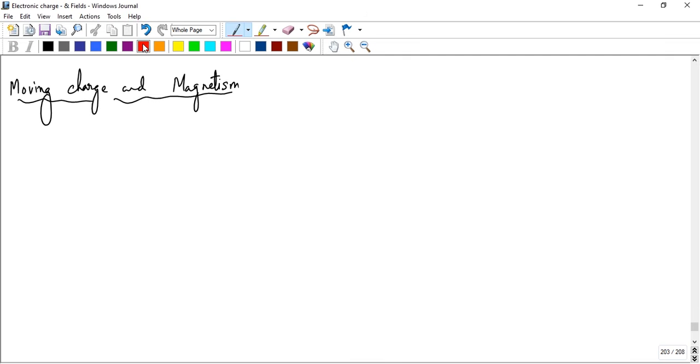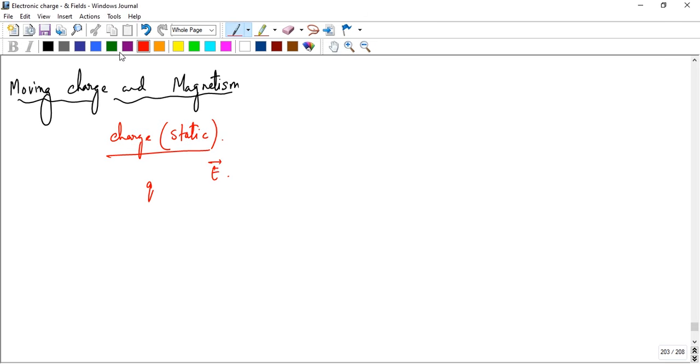Okay. So in the previous chapter we studied the electric field and the electrostatic force. There is a charge in the previous chapter, and the charge is static. A static charge creates an electric field.